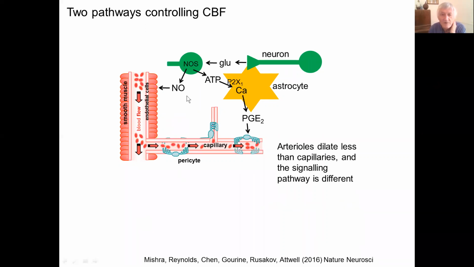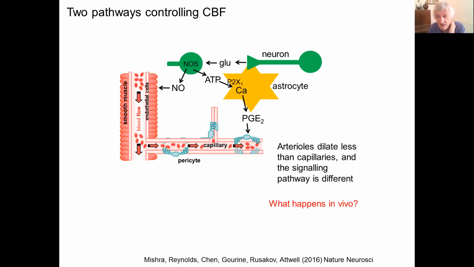So we think there are two separate pathways regulating blood flow in the brain here. One is an astrocyte-mediated pathway, which controls pericyte regulation of capillary diameter. And the other is this NMDA receptor nitric oxide pathway, more familiar to many people, which controls the dilation of arterioles.